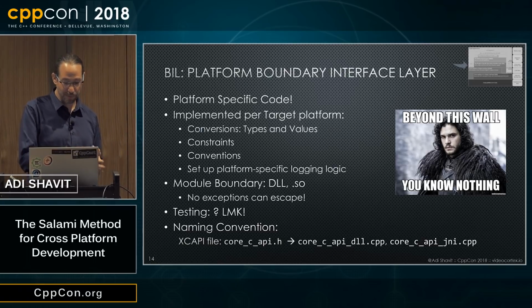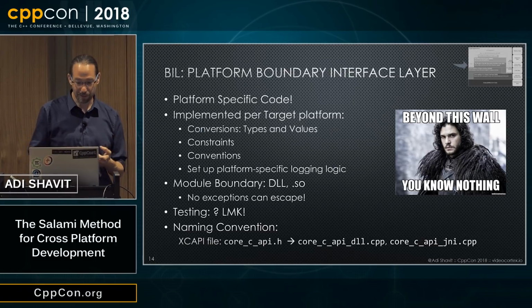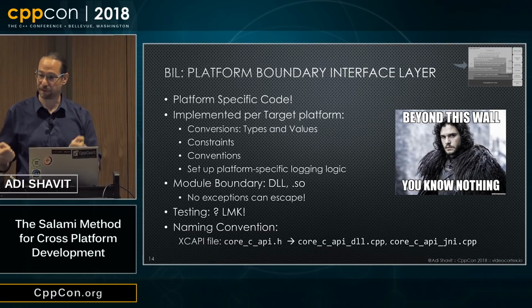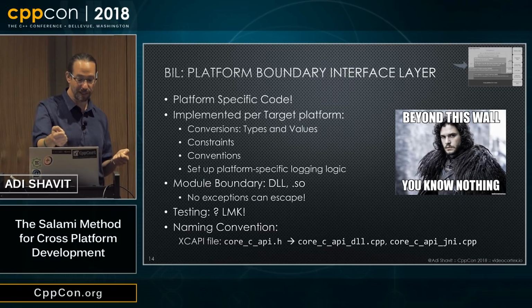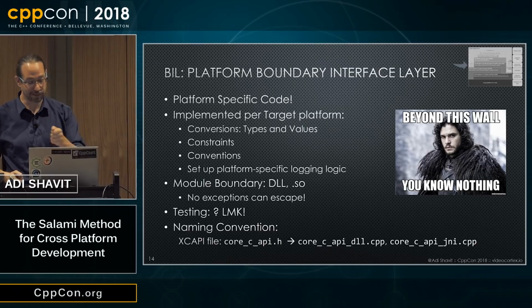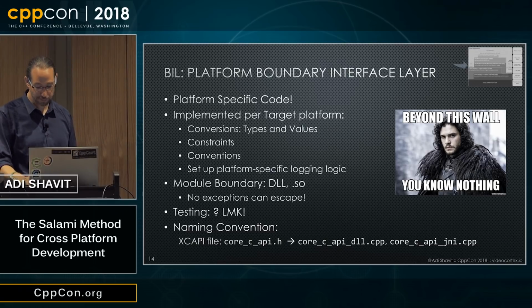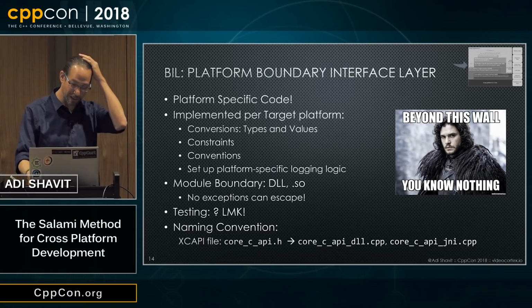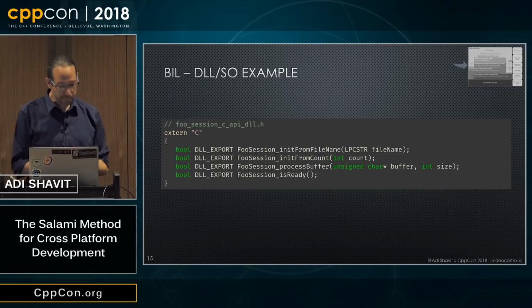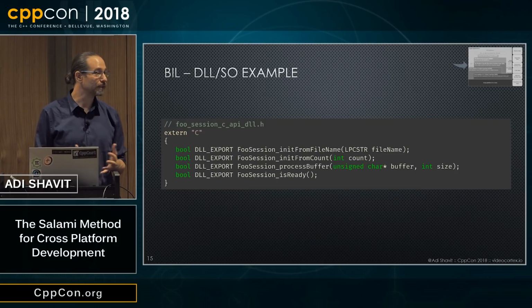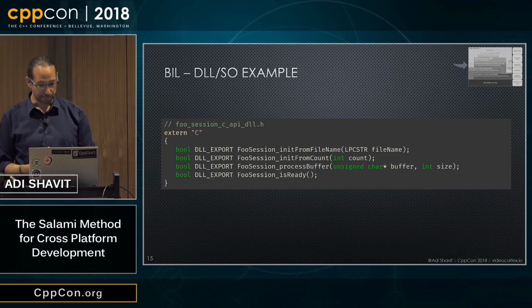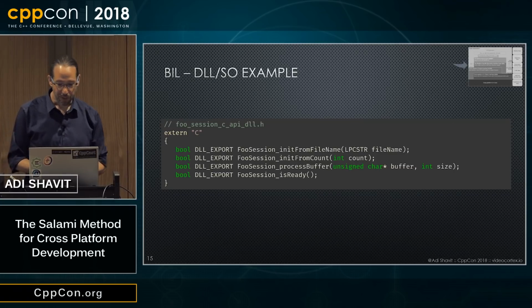And in this case, for example, the naming convention, remember, we are now targeting specific platforms. So if I had the Core C API, I might call it Core C API DLL for Windows, shared object, or JNI in the case I'm targeting Java or Android. So let's continue our example. We had four C functions that we used before. In this case, this is a DLL or a shared object example.